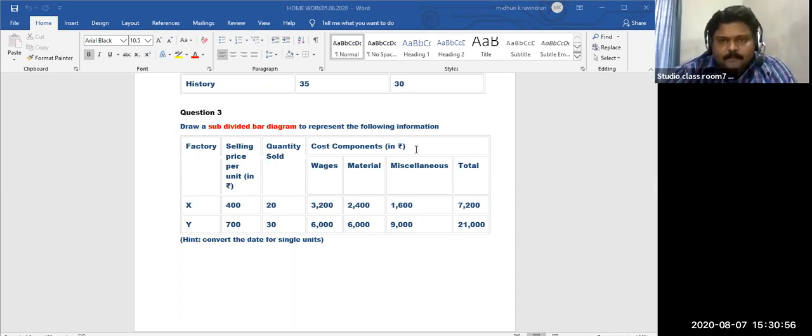Any doubt in this? One thing you should do: first convert all these digits into single units. Single unit. So 3,200 divided by 20, 2,400 divided by 20, 1,600 divided by 20. Coming to the case of factory Y, 6,000 divided by 30, 6,000 divided by 30, and 9,000 divided by 30. Just calculate these things, draw the diagram and submit by evening.